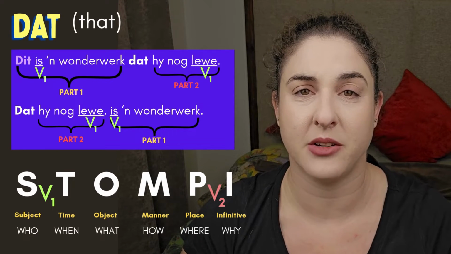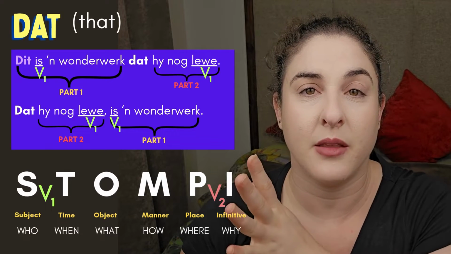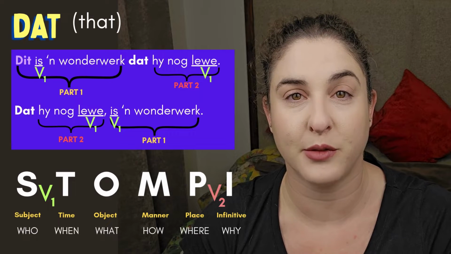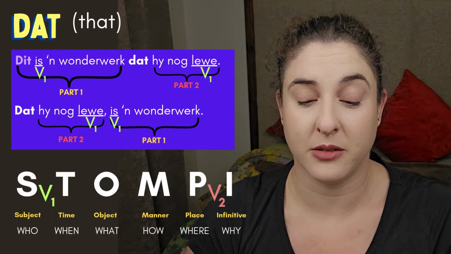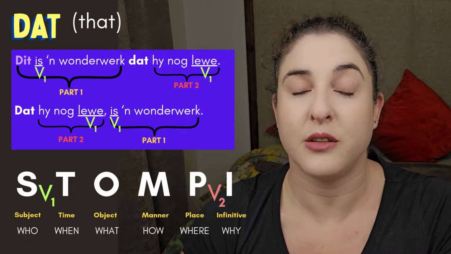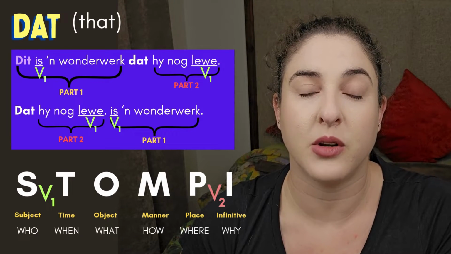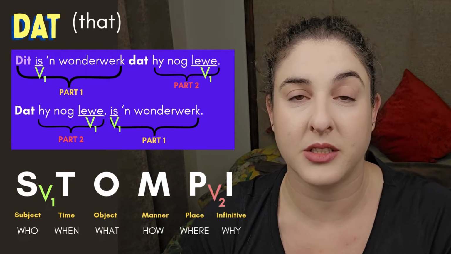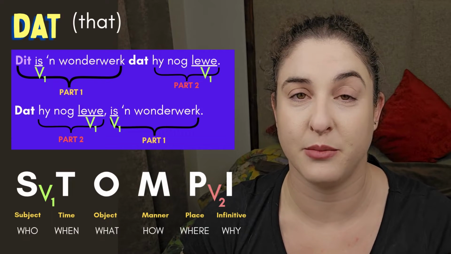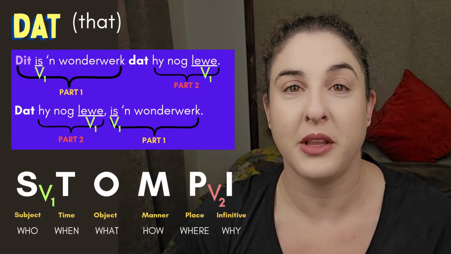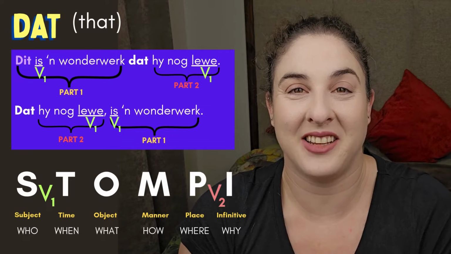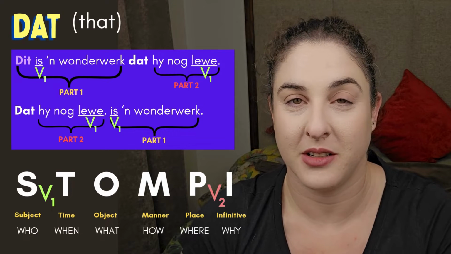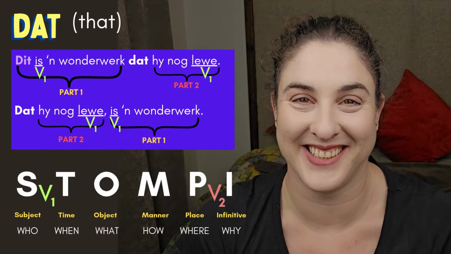And you'll see lewe is now just before the comma. And then part 1, the verb, is now moved to just after the comma, is 'n wonderwerk. But dit is nowhere to be found. Dat hy nog lewe is 'n wonderwerk. We will never say dat hy nog lewe is dit 'n wonderwerk, or dit is 'n wonderwerk. Not in this way. If the dat is in the beginning, dit will not be there anymore. You can't add dit. So I'll show this to you in more examples just after this explanation.